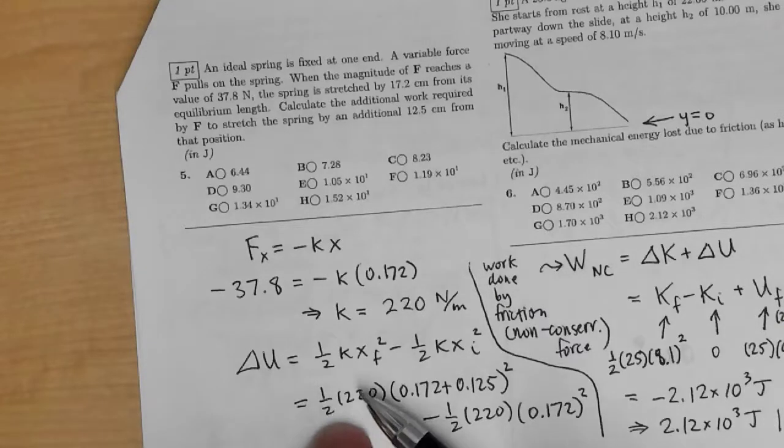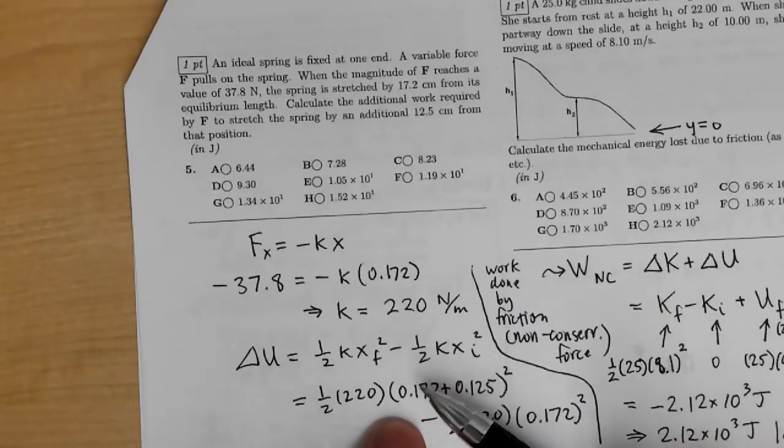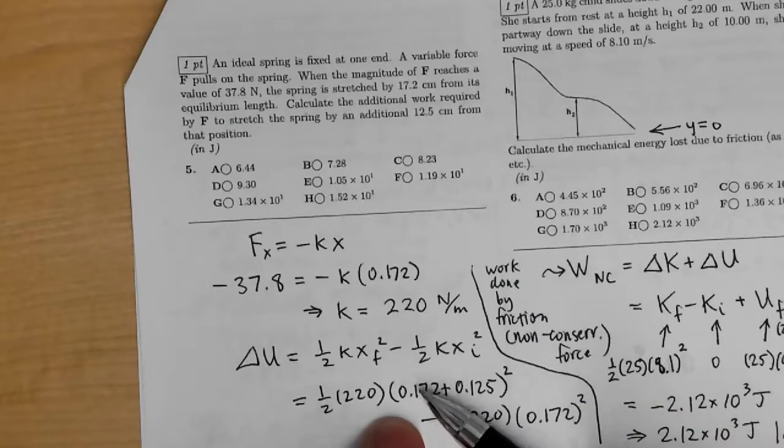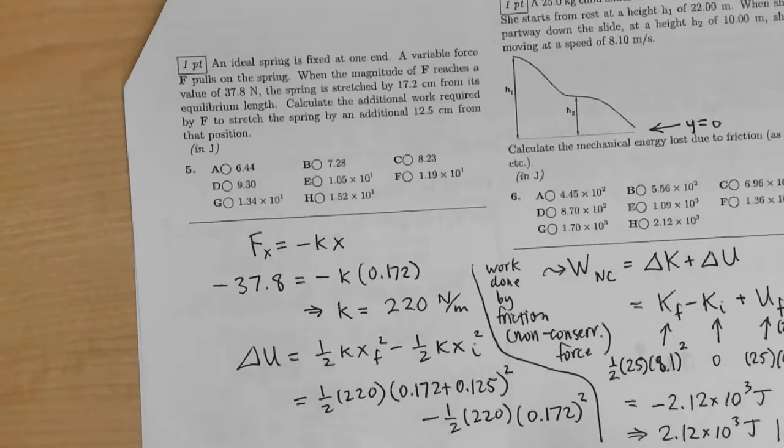So we'll have 1/2 times 220 for k. The final stretch will be an additional 0.125 meters, since 12.5 centimeters is 0.125 meters, but you add this to the 0.172 meters that it has already stretched, so that's x final. You square that, and then we have minus 1/2 times 220 times x initial, which is 0.172 squared. The difference of these potential energies is 6.45 joules, and so that's the additional work required.